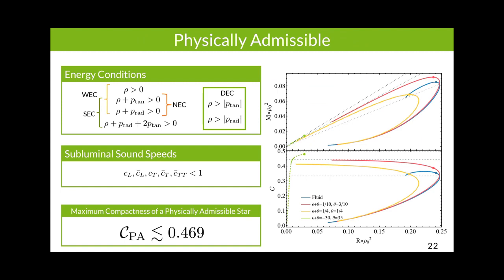So again, similar to the slide that I had before, now I want to have solutions that satisfy the energy conditions and also have subluminal sound speeds. So again, we have two parameters, this epsilon and theta that I showed you before. This makes the parameter space very large. So the analysis here is a bit complicated and requires a lot of exploration of this parameter space. But you sort of figure out that the maximum compactness saturates to this bound here, 0.469.